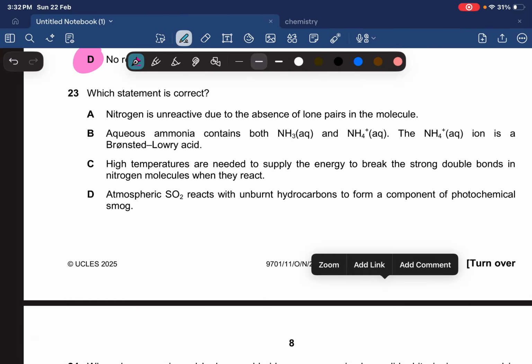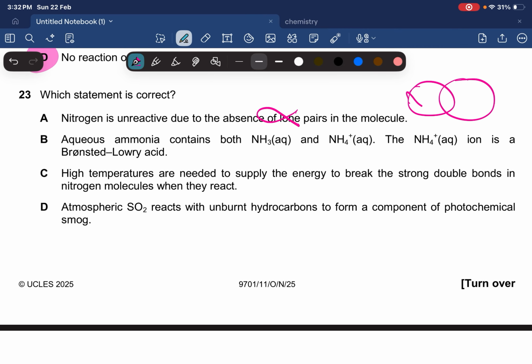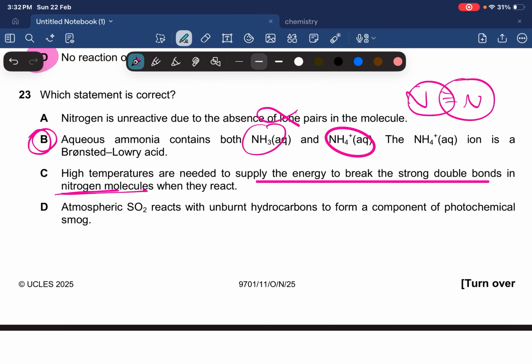Which statement is correct? Nitrogen is unreactive due to the absence of lone pairs. No, it's unreactive because of the nitrogen triple bond that's present over here. That's very strong. Aqueous ammonia contains both ammonia and ammonium. Yeah, that's correct. Ammonium ions are Bronsted-Lowry acids, and ammonia is a Bronsted-Lowry base because ammonia accepts a proton to form ammonium. That's correct. High temperatures are needed to supply energy to break the strong double bonds. No, they're triple bonds in nitrogen molecules, not double.